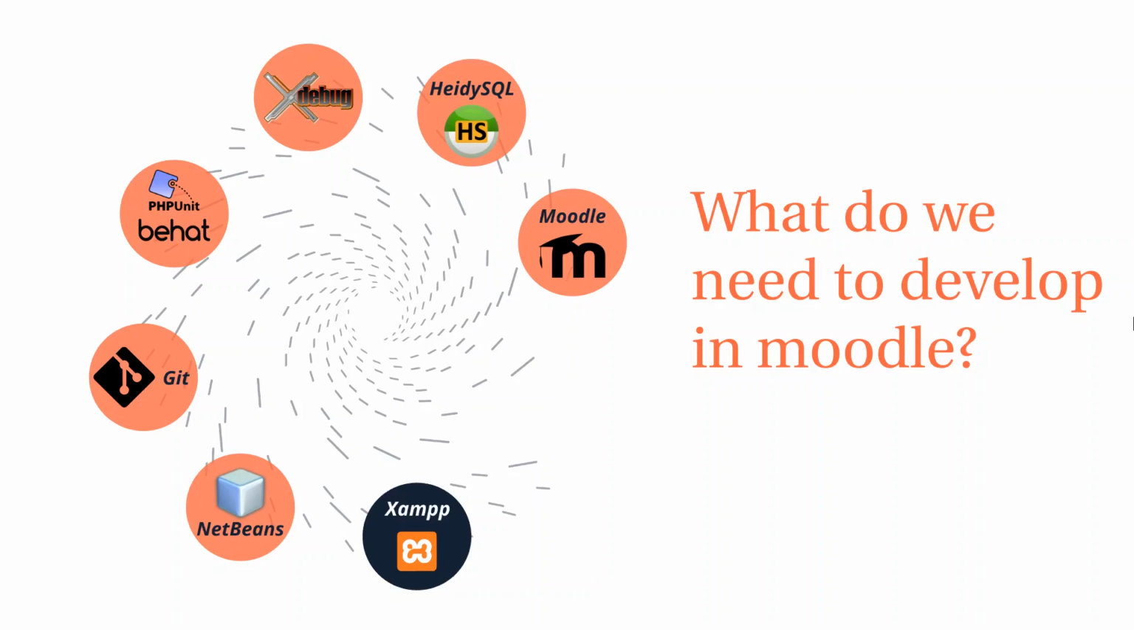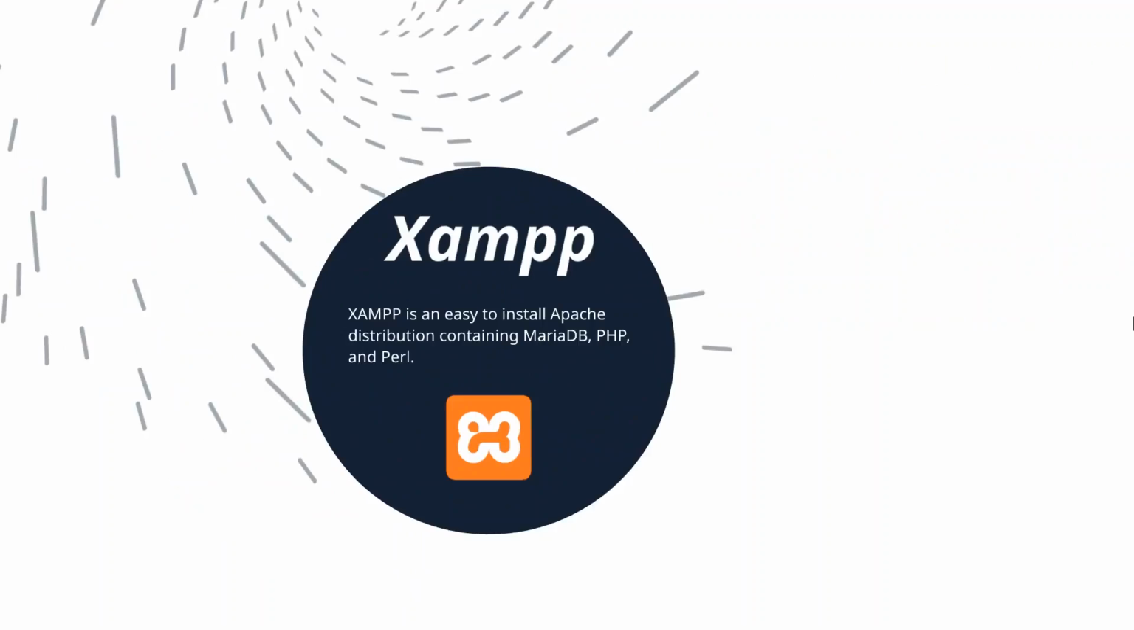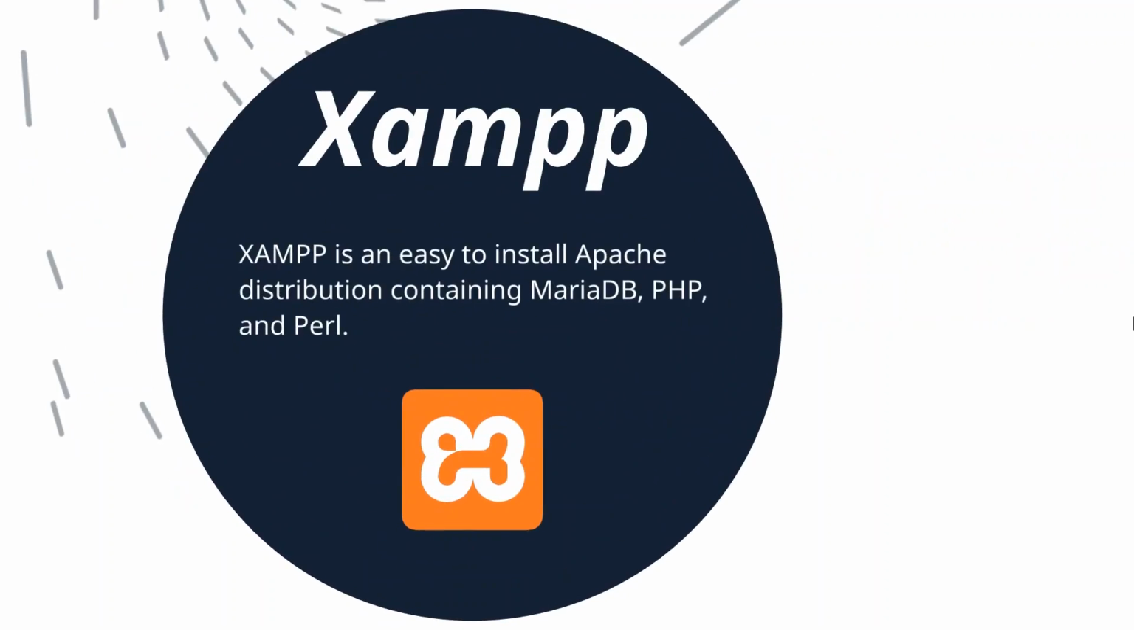So what do we need to start developing in Moodle? First, we will need XAMPP. XAMPP is a completely free, easy to install Apache distribution containing MariaDB, PHP, and Perl. The XAMPP open source package has been set up to be incredibly easy to install and to use.